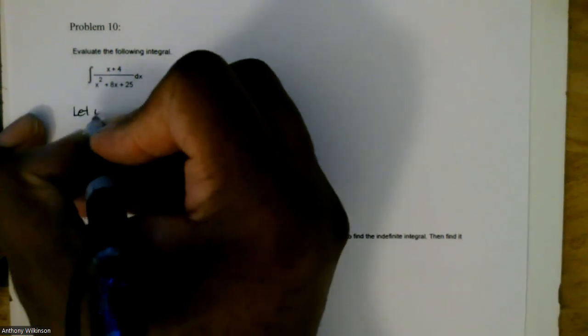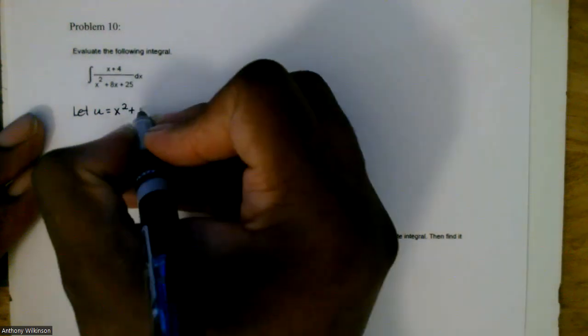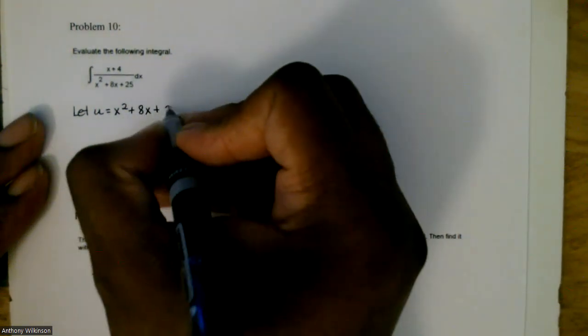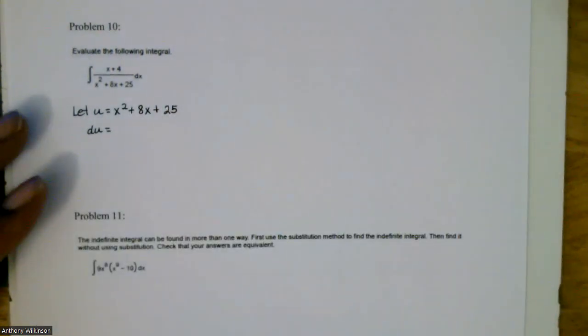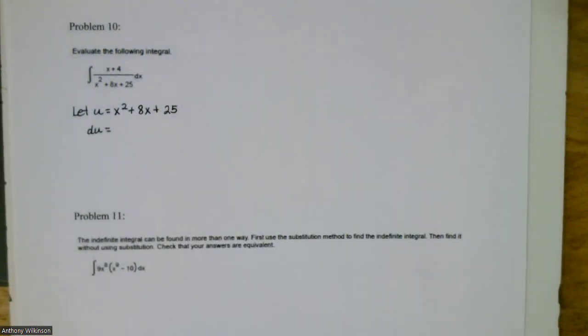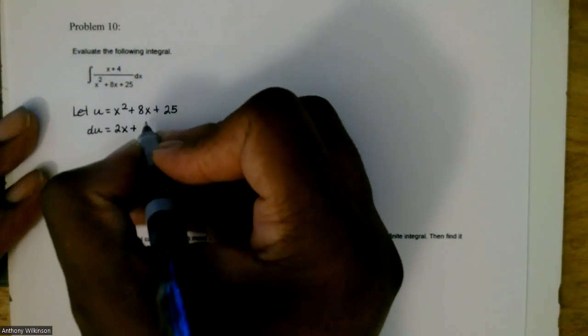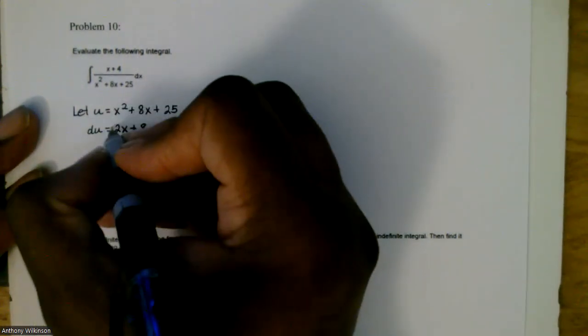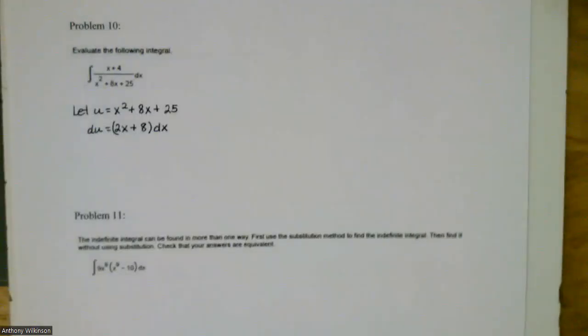So here we're going to let u equal the denominator, which in this case is x squared plus 8x plus 25. That would mean du will have to be this. If I take the derivative of x squared, that's going to be 2x. And the derivative of 8x would be 8. The derivative of 25 would be 0. So this will be 2x plus 8 dx for our du.